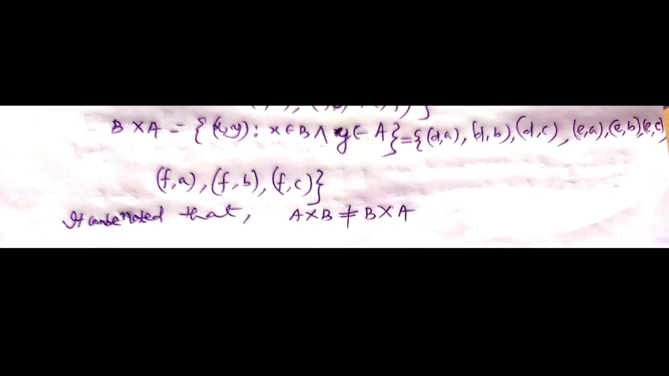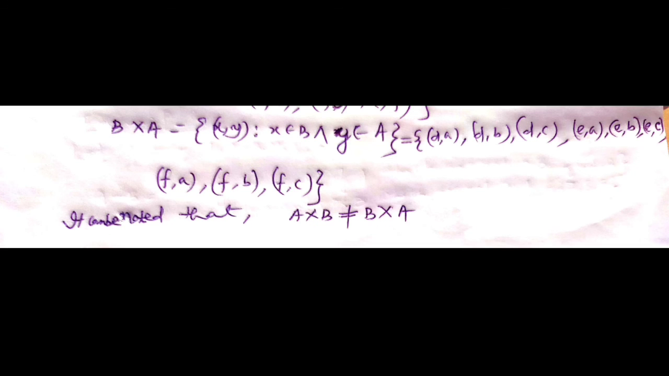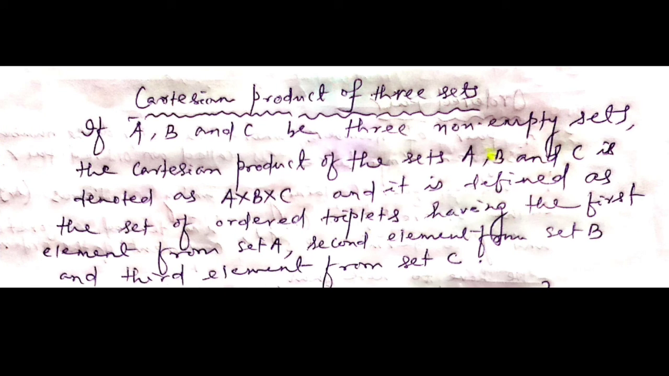B cross A is the set of all ordered pairs (x, y) such that x belongs to B and y belongs to A. That is, it consists of the ordered pairs da, db, dc, ea, eb, ec, fa, fb, fc. From this example, it is clear that A cross B is not equal to B cross A.